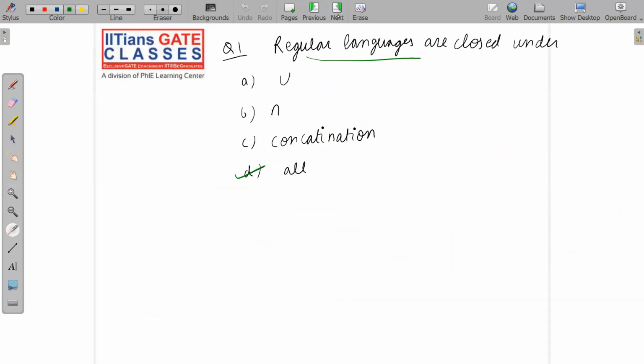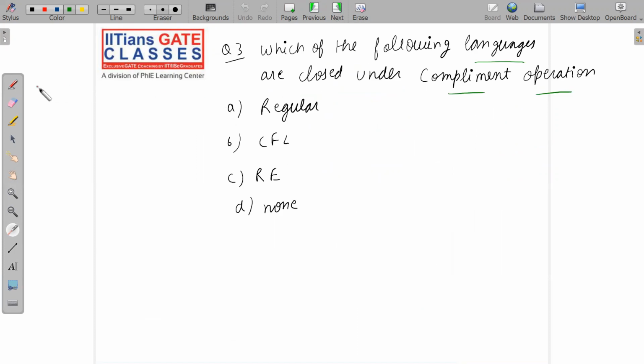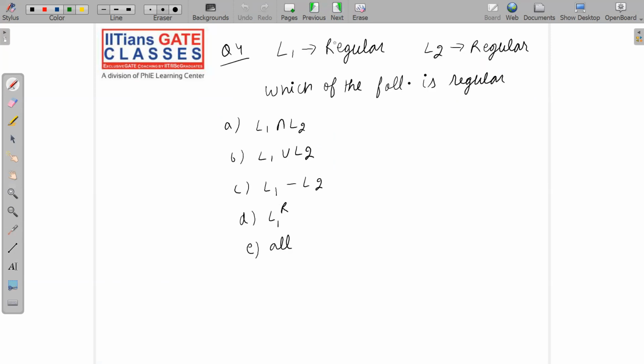Question number three is like this only. The question is row wise. So which of the following are closed under complement operation? In complement operation, regular are closed. Okay, CFL are not closed, R is not closed. I hope you have made the table properly so that you can match from the table itself. So this question was row wise. Okay. Now see, this is another type of question.